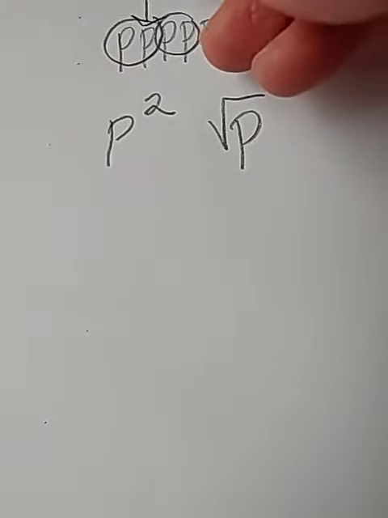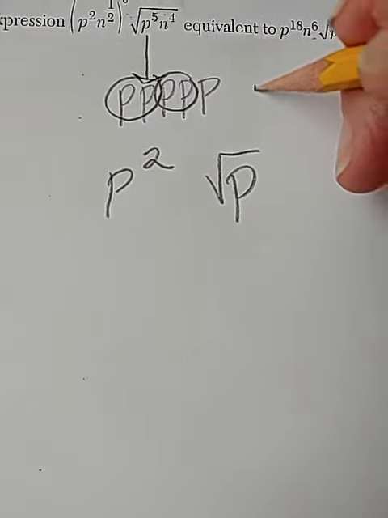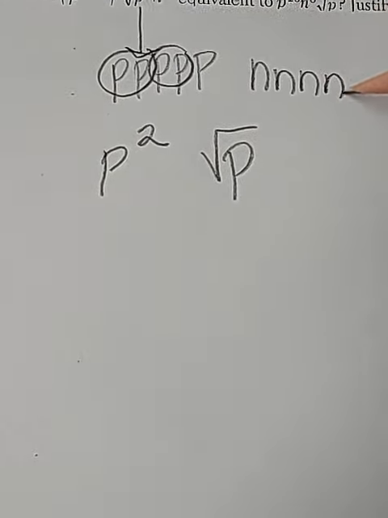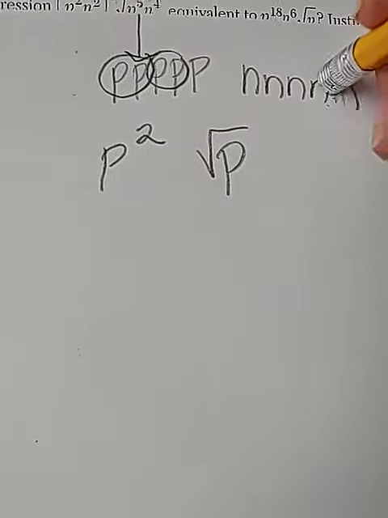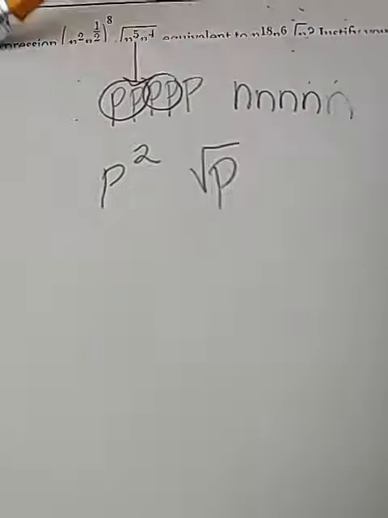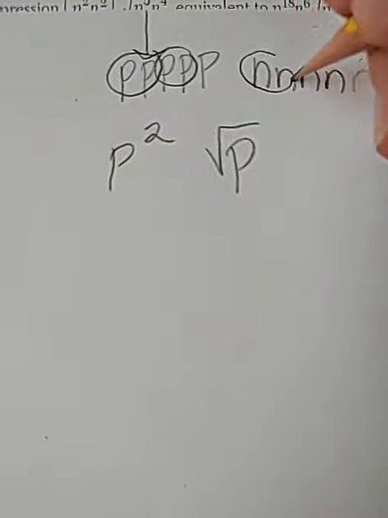Okay, and then the n to the 4th is really 4 n's. And I have 2 groups of n's that escape.